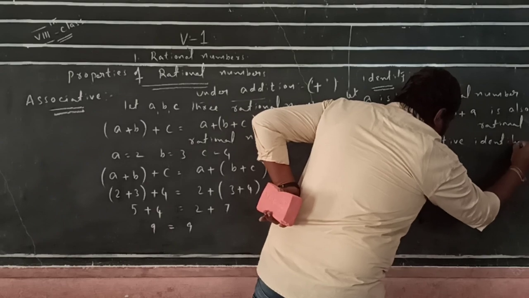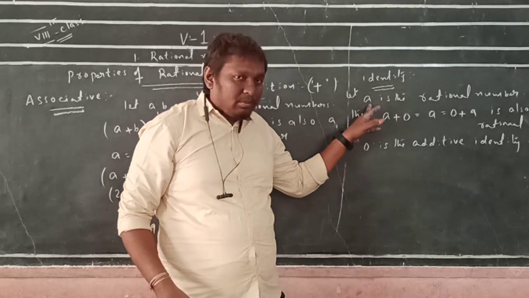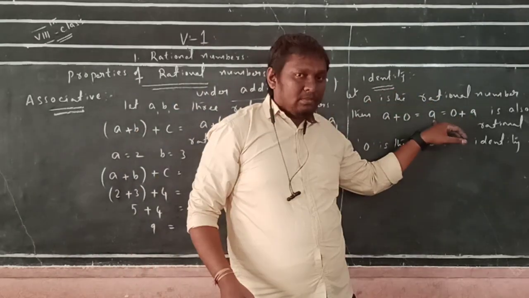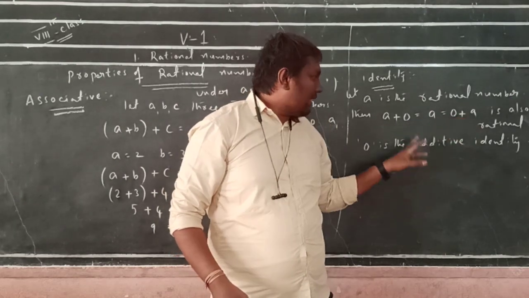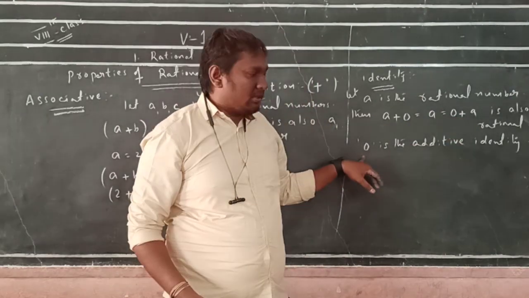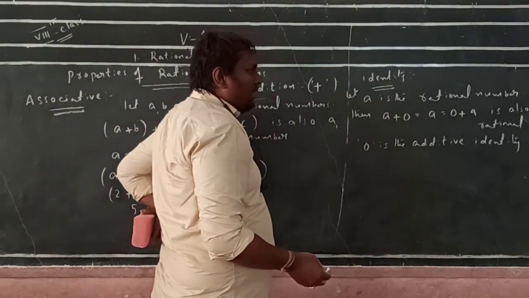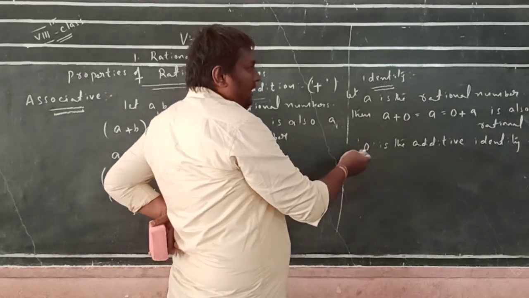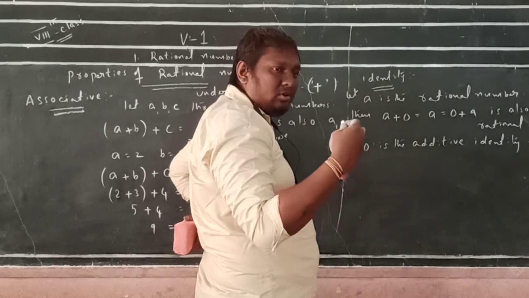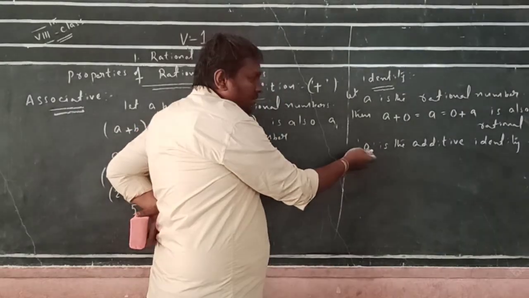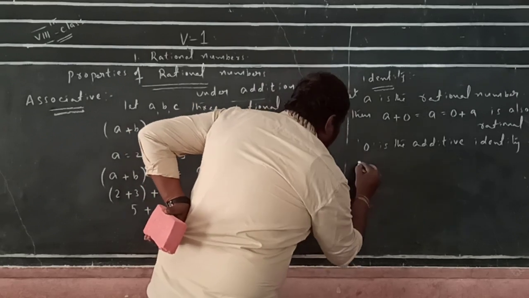Take the rational number, and the answer is also the same. You can add 0, and then only you get the same value. That's why 0 is the additive identity. For example, the additive identity of A is also the additive identity of 2. The additive identity is 0 here. Next, inverse.